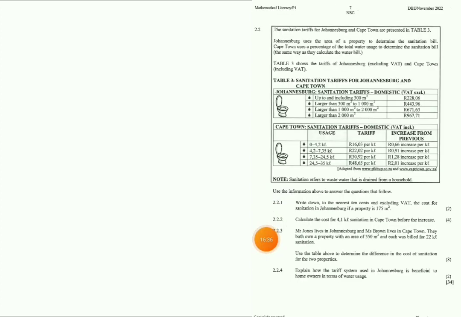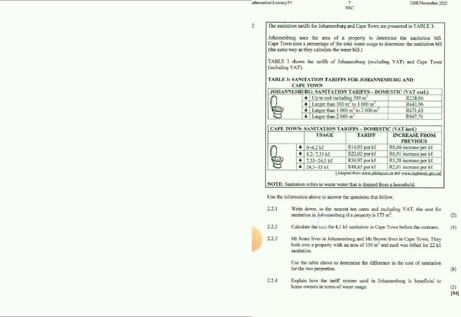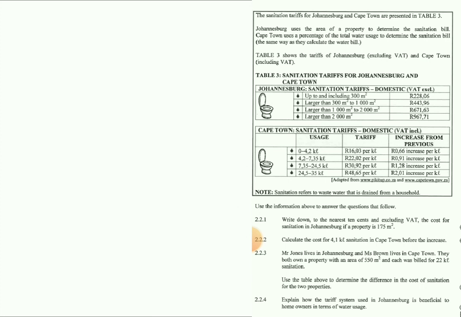2.2. Guys, we're at 2.2 now. Cost of sanitization. The sanitization tariffs for Johannesburg and Cape Town are presented in table 3. I'll zoom the table. Johannesburg uses the area of property to determine the sanitization bill. Cape Town uses the percentage of total water usage to determine the sanitization bill, the same way as they calculate the water bill. Table 3 shows the tariffs of Johannesburg, excluding VAT, and Cape Town, including VAT. Table 3 sanitization tariffs for Johannesburg and Cape Town.